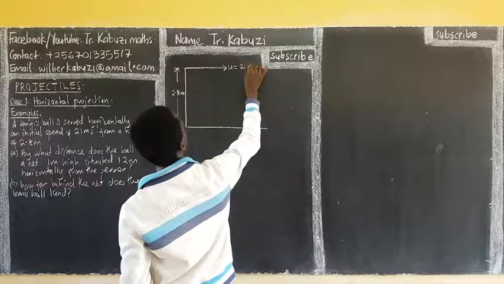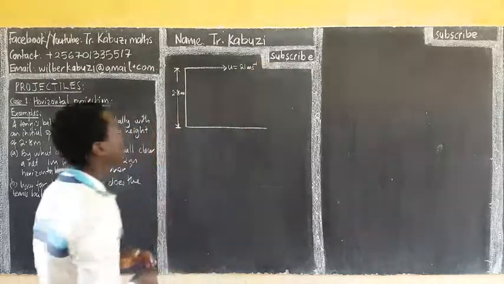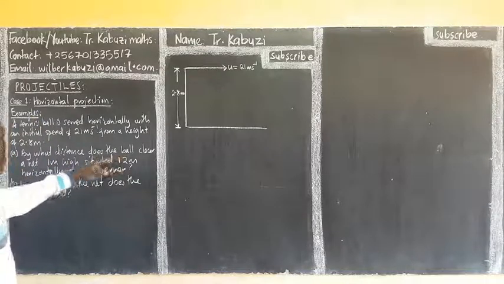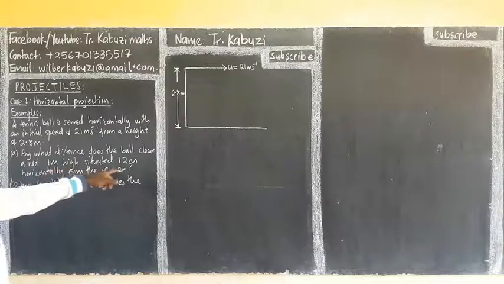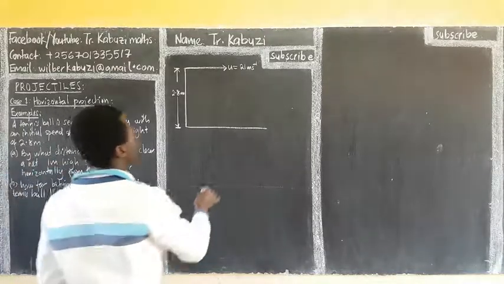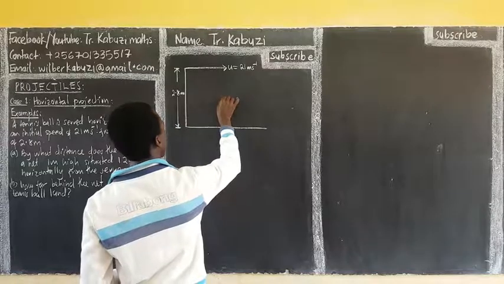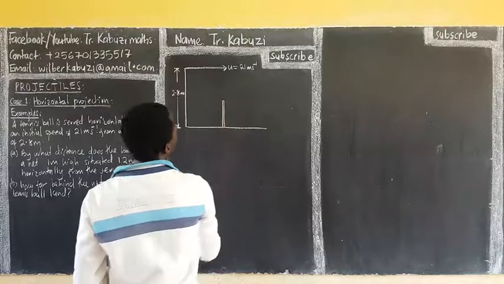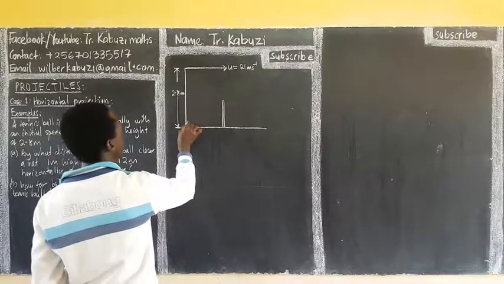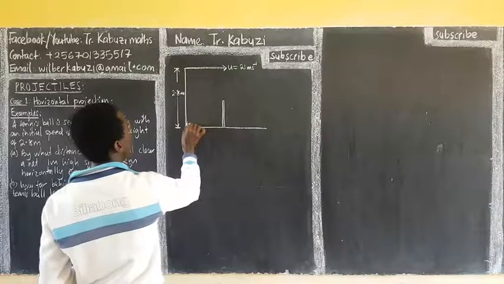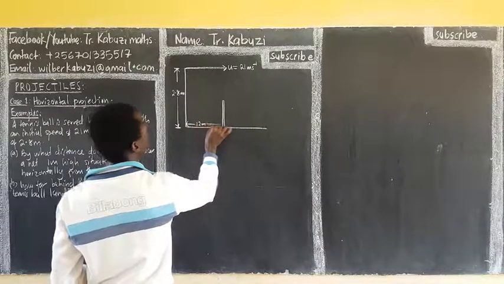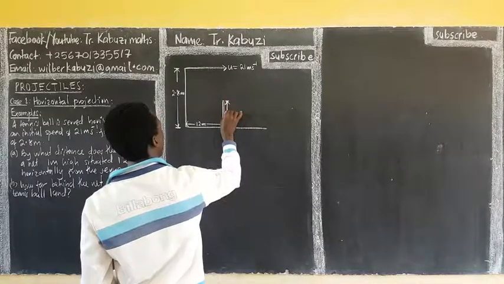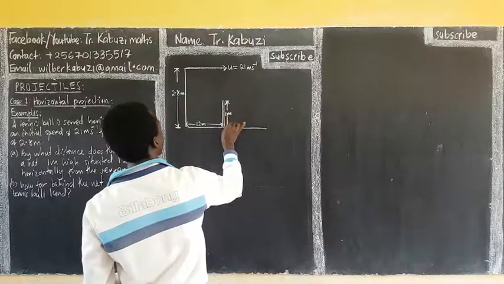Okay, after that, they're telling us to find by what distance the ball clears a net 1 meter high, 12 meters from the server. So we have a certain net, maybe here. This is going to act as our net. It's 12 meters from here, where the server is, but the height of this net is 1 meter, like that.